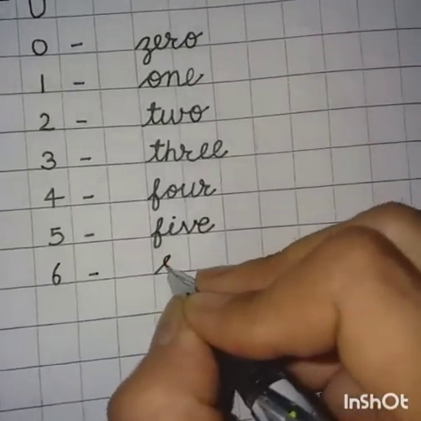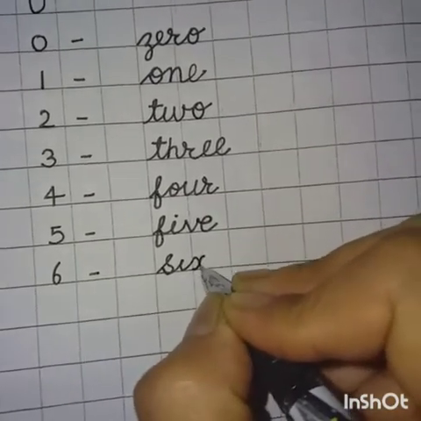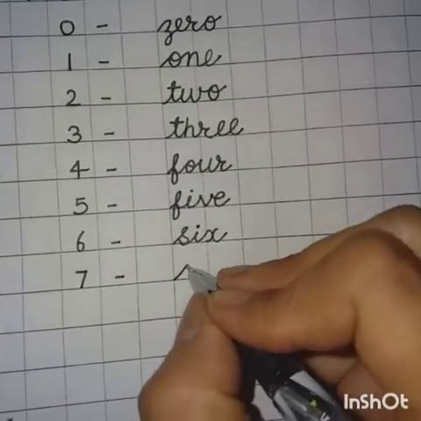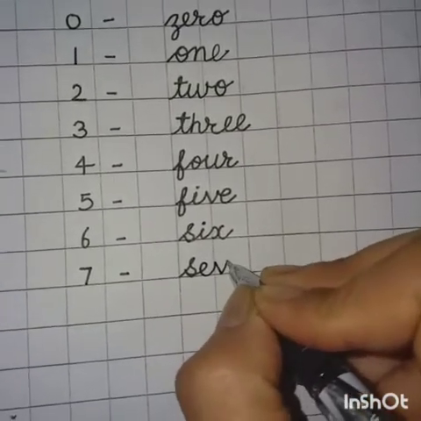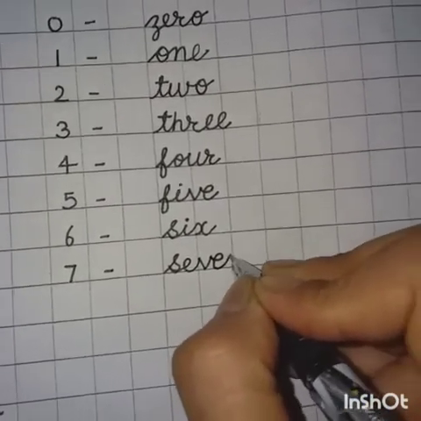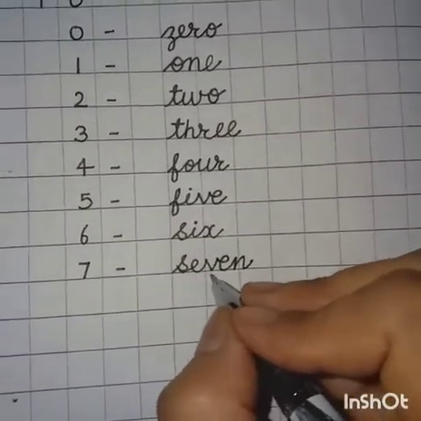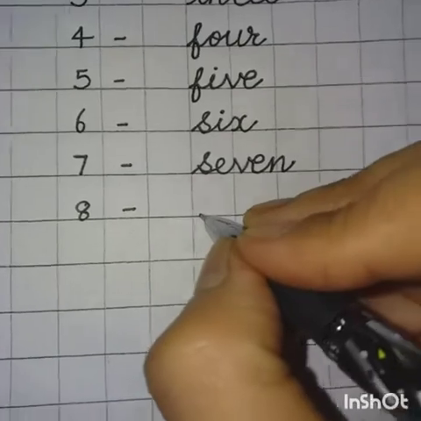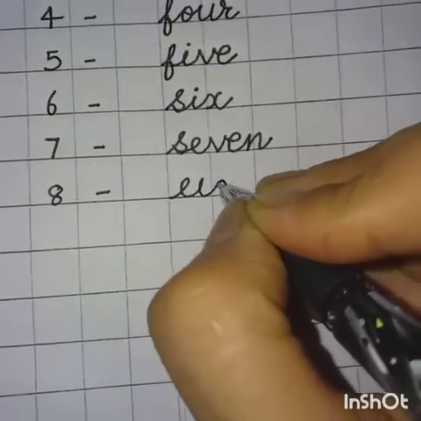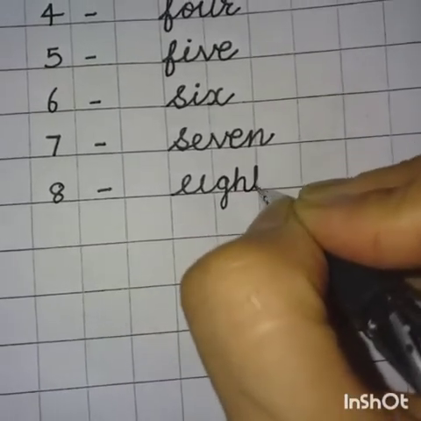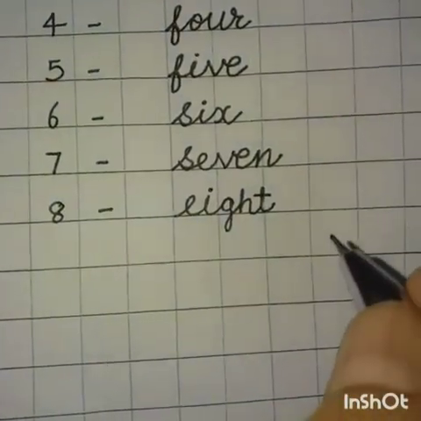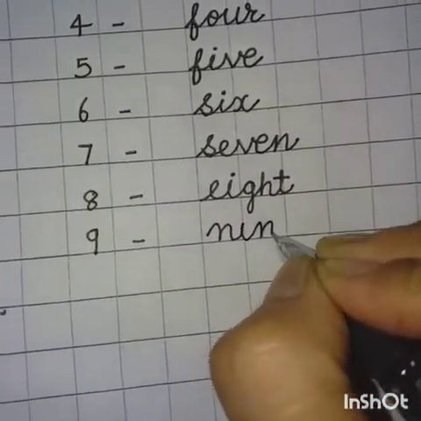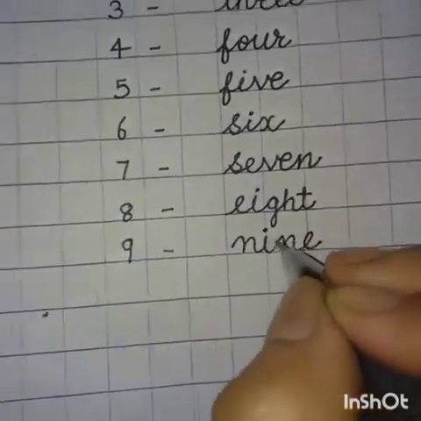Number 6, dash, S-I-X, dot the I, 6. 7, dash, S, E, V, then make a tail and make E, N, S-E-V-E-N. Number 8, E-I-G-H-T, cross the T, dot the I, 8. Number 9, dash, N-I-N-E, dot the I, 9.